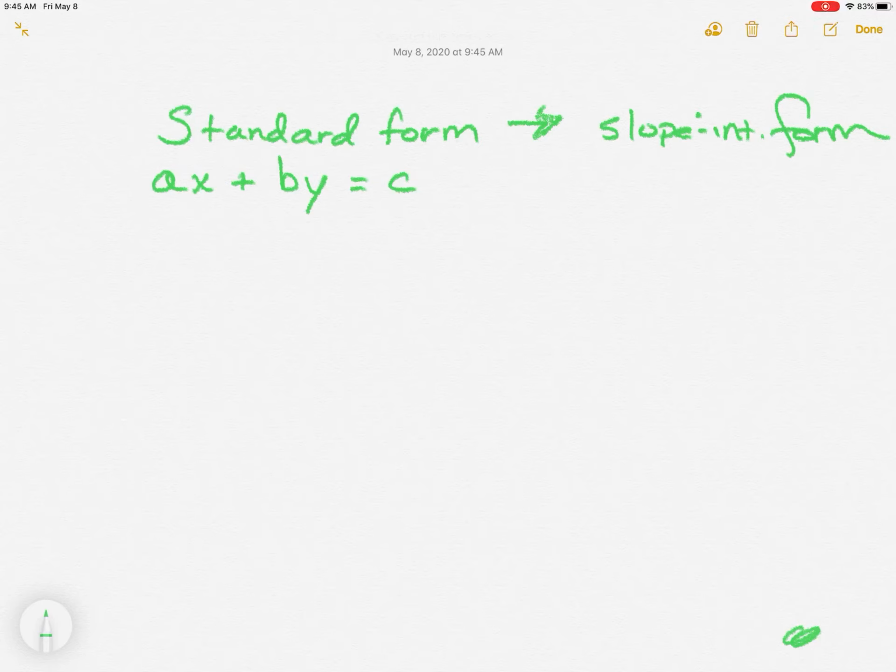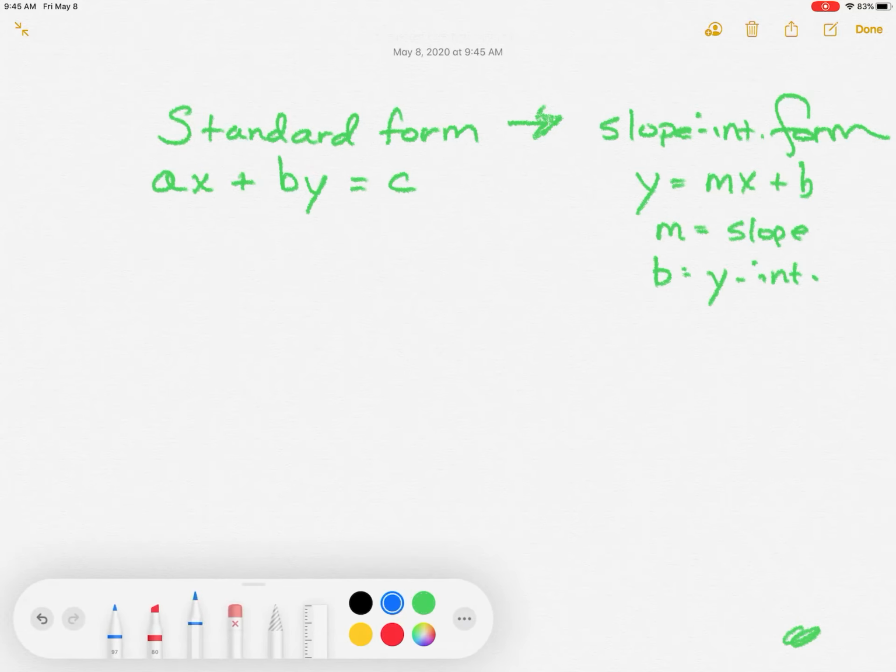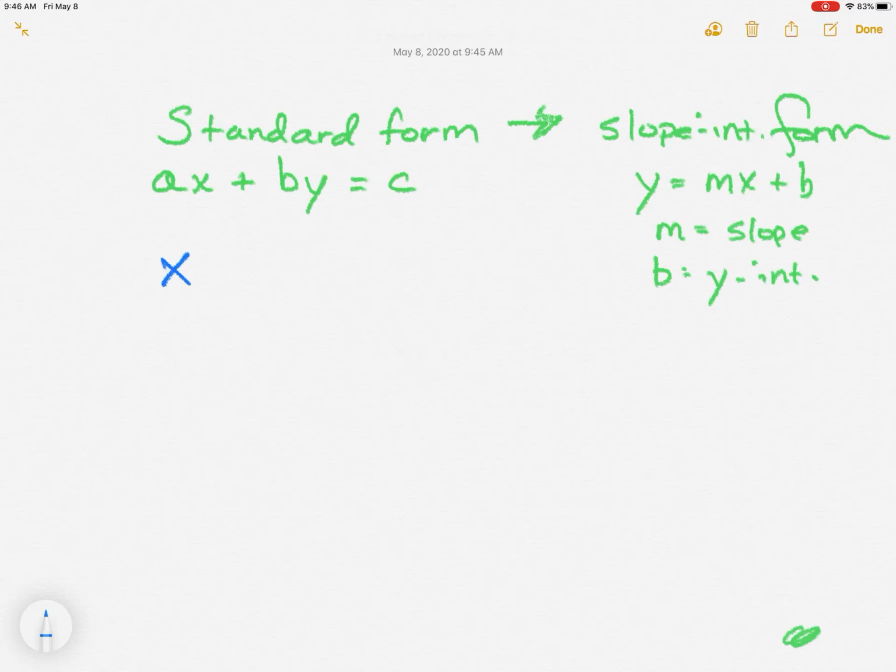What's confusing about this, looking at it right now for the very first time, is that it's full of letters and we're doing math, but it'll all make sense in a few, I promise. So we're going to convert something that is in standard form to slope-intercept form, which says that y equals mx plus b, where m equals slope and b equals y-intercept.